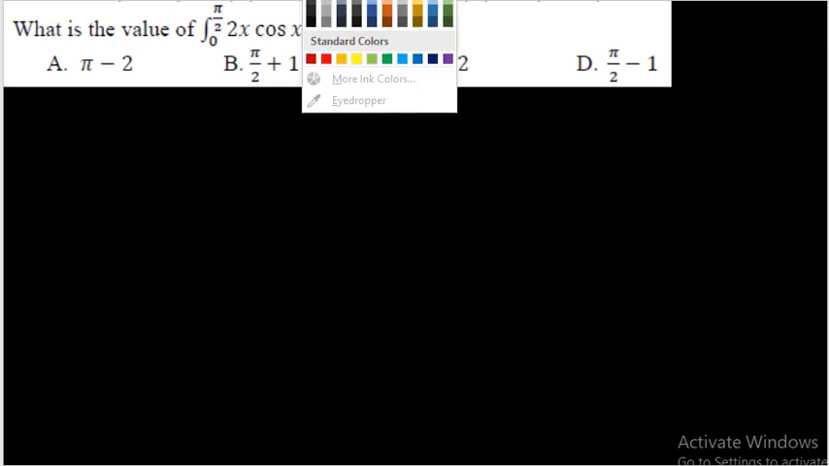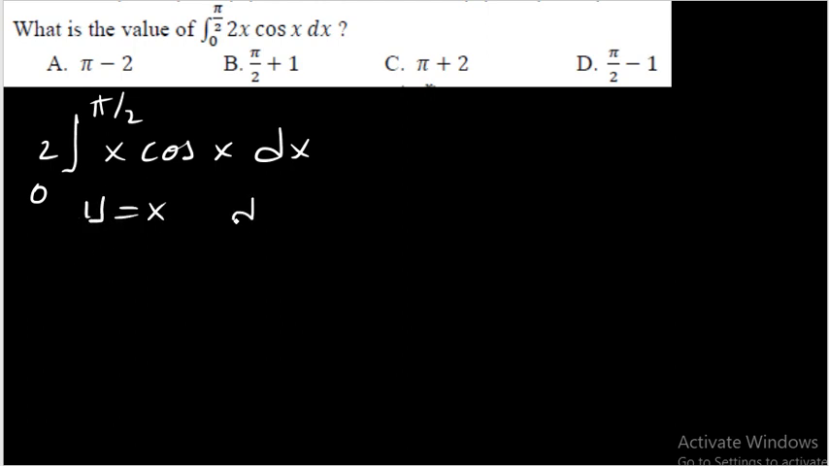Okay, the last question for this video, last one. What is the value of the integral from 0 to pi over 2 of 2x cos x dx? First of all, let's take out the constant, and then let's apply here. Since two functions multiply, we can use integration by parts. Let's take u as x and dv as cos x. When you differentiate u, du will be 1, and when you integrate dv, the integral of cos is sin x.